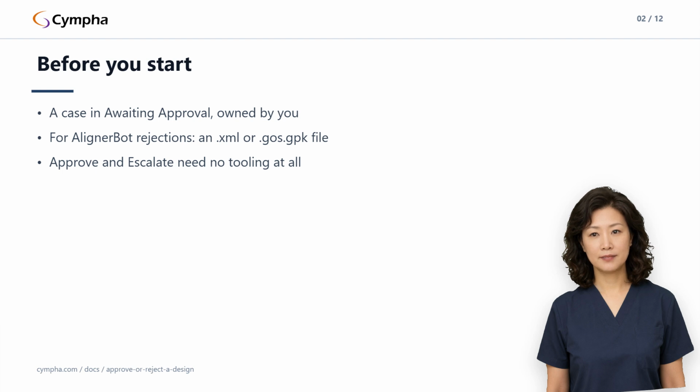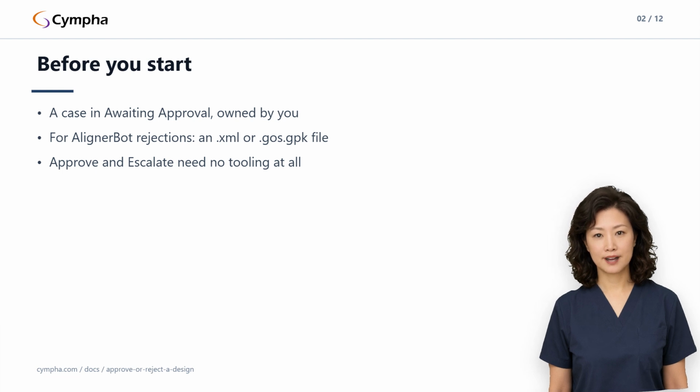Getting there is easy because Cympha comes to you. When the lab requests approval, you get an email with a link to the case detail page. From there, click Review and Approve in the header, and you're on the approval page. You can also reach it from your dashboard. Click into any case showing awaiting approval.